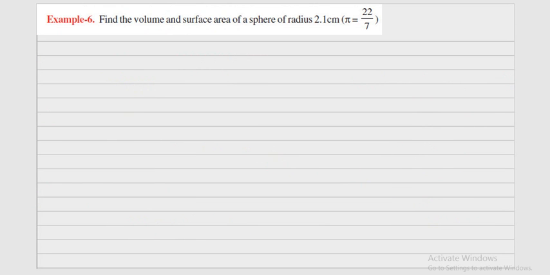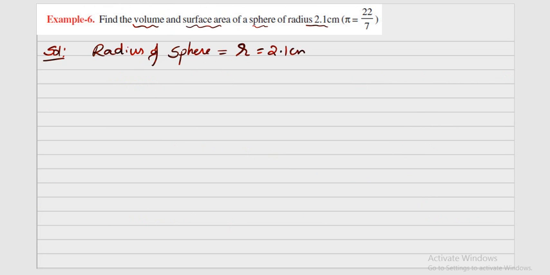Next, moving on to one more example, example number 6. What is he asking? Find the volume and the surface area of a sphere whose radius is 2.1 centimeters. Moving on to the solution. What has he given? The radius of the sphere. If you know the radius, then it's enough to find out anything about the sphere. The sphere radius is 2.1 centimeters. Whenever you have a decimal form, always convert it into fraction form, right? So that the cancellations are simple.